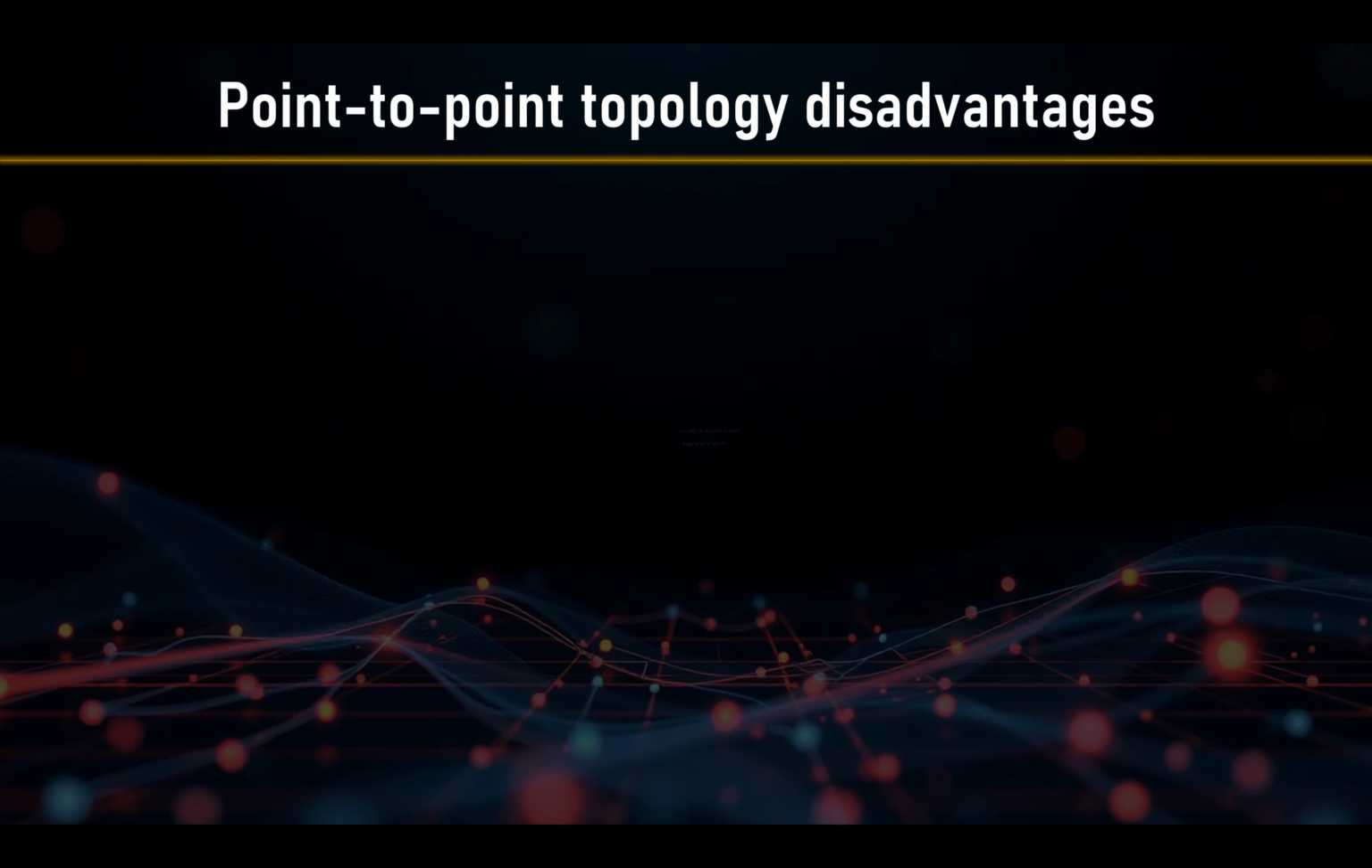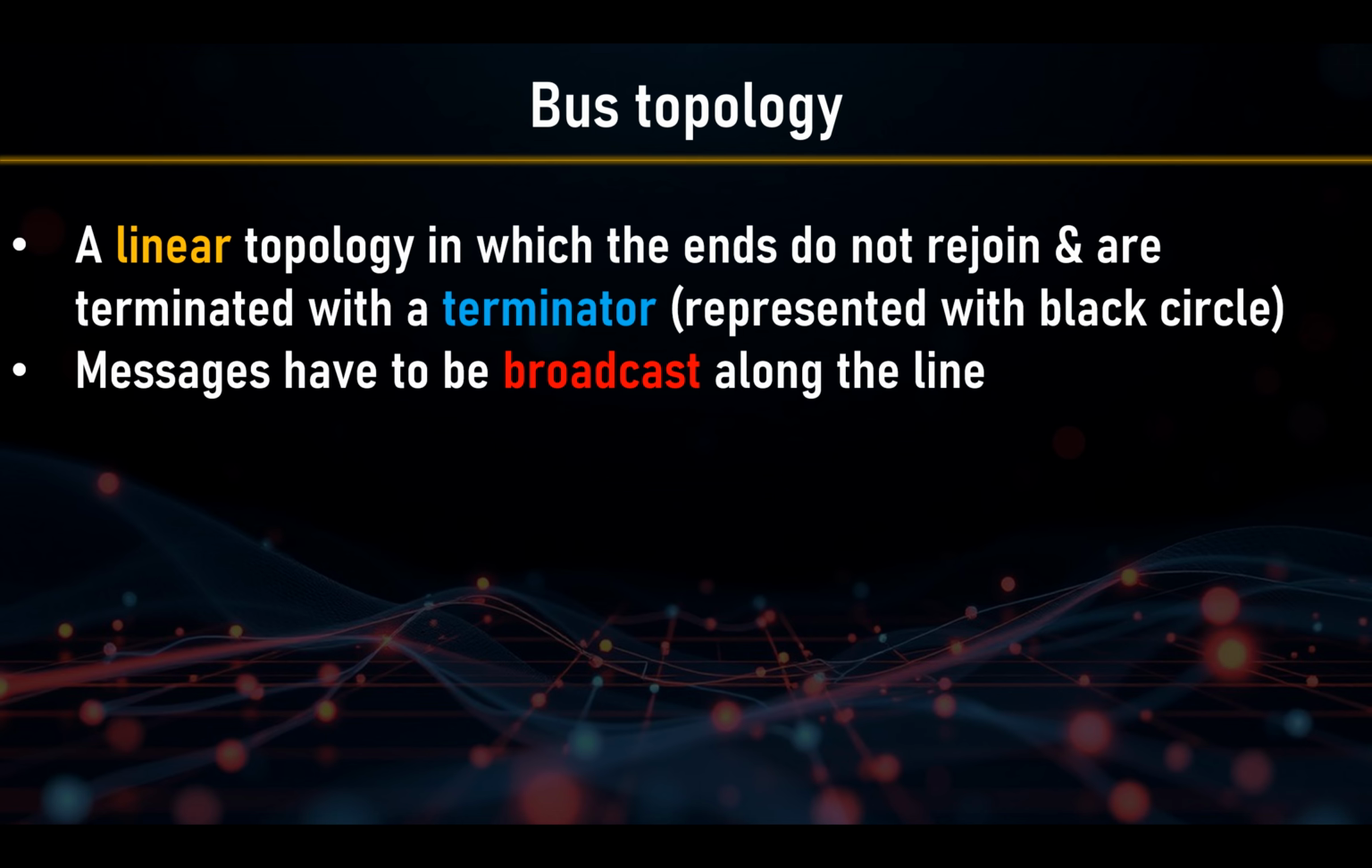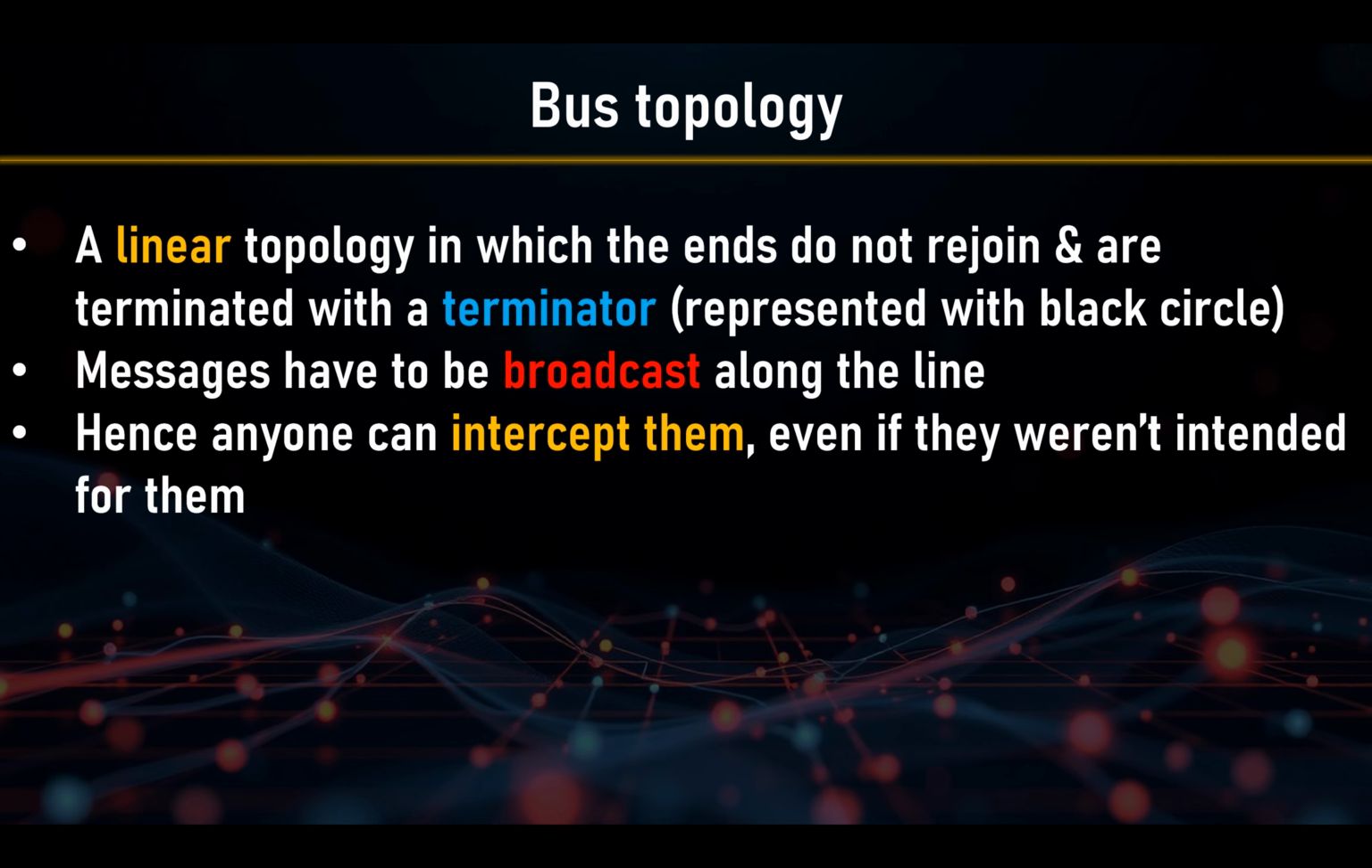Then if we look at the next one, this is also quite simple, the bus topology. This is going to be a linear topology in which the ends do not rejoin and are terminated with a terminator. This is represented with a black circle. I think we'll see what that is in a minute. Messages have to be broadcast along the line, and that's in red, since generally that's a bad thing. Hence anyone can intercept them, even if they weren't the intended recipient.